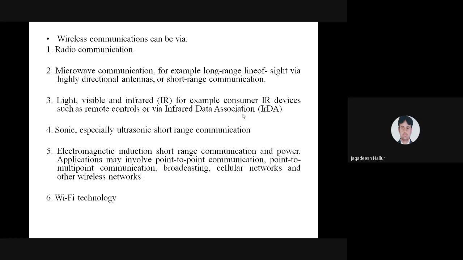Some examples we are using here: light, visual and IR sensors are used for getting information for short distance communication, and for longer distance communication you are using Bluetooth and Wi-Fi technology in your mobile. Wi-Fi and Bluetooth, these two technologies can be used for shorter distance communication.